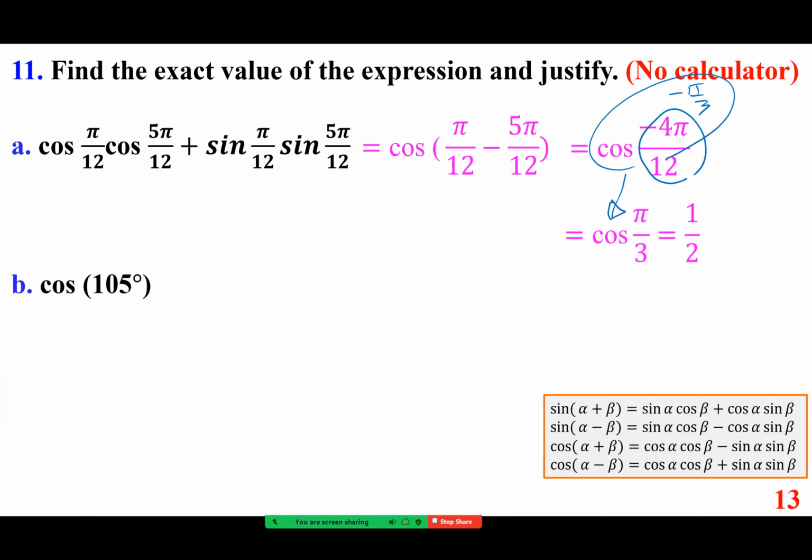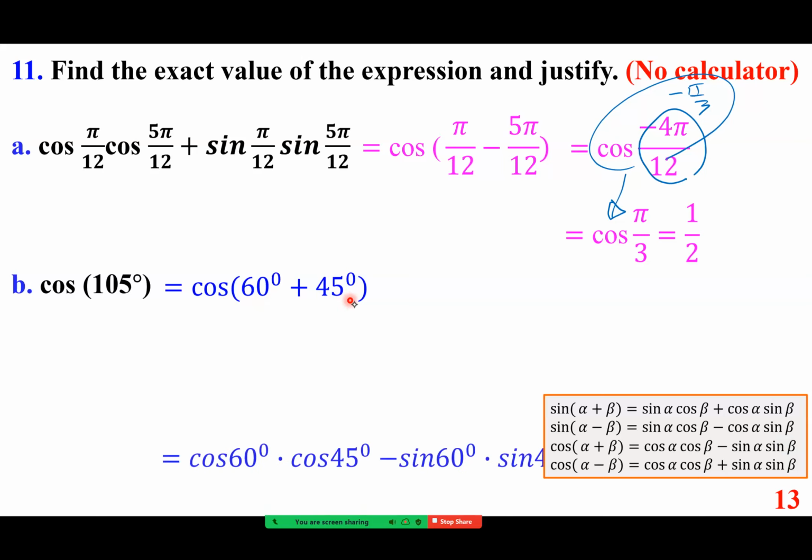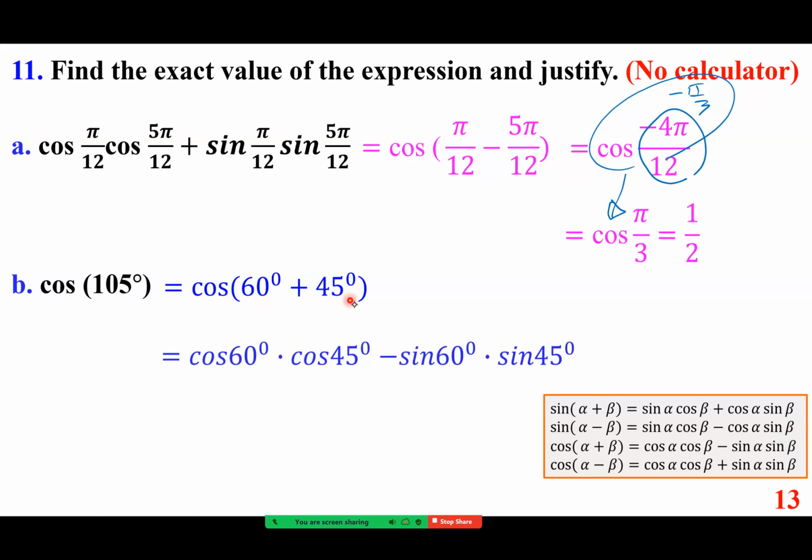What about 105? We're going to cut it into two pieces, 60 and 45. And we are going to use this one. Cosine 60, cosine 45, minus sine 60, sine 45. This is 1 half, this is square root of 2 over 2, minus the square root of 3 over 2, this is square root of 2 over 2. And so, they have the denominator 4, this is square root of 2 minus square root of 6.